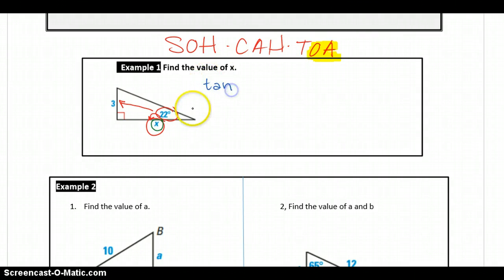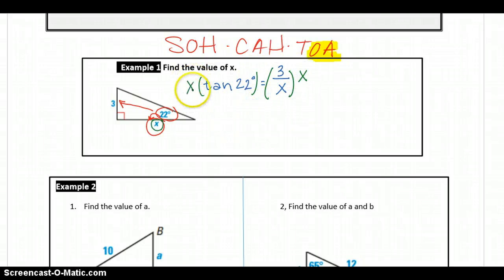So let's set up our tangent ratio. The tangent of our angle, which here is 22 degrees, equals, and we do opposite over adjacent, so it equals 3 over x. Now, we want to solve for x, so we want to get x by itself, and it needs to be on top, not on bottom. So first we want to multiply both sides of our equation by x to move it to the top. So that gives us x times the tangent of 22 degrees is equal to, those x's cancel out, so just equal to 3. But again, we want x by itself.